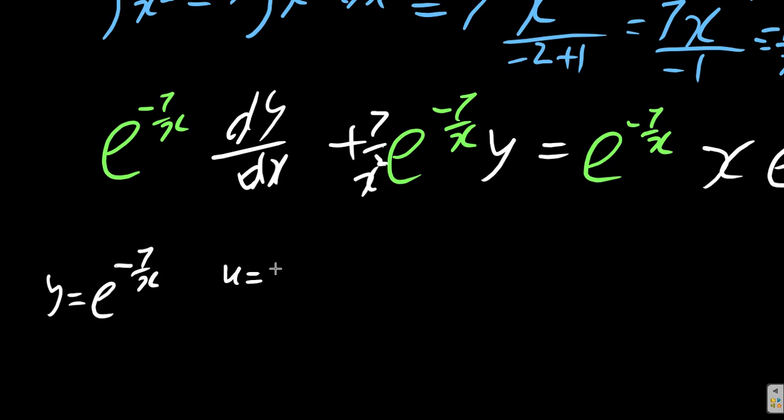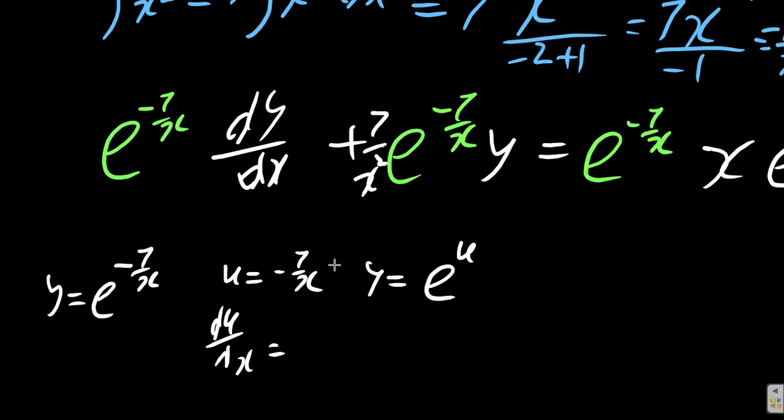Let u be equal to negative 7 over x. So we have y is equal to e to the u, and du by dx would be, well, negative 7 over x would be the same as negative 7 x to the negative 1. Multiply the power negative 1 by negative 7, that is positive 7. x to the negative 1 minus 1 is negative 2. So it's 7 over x squared. Okay.